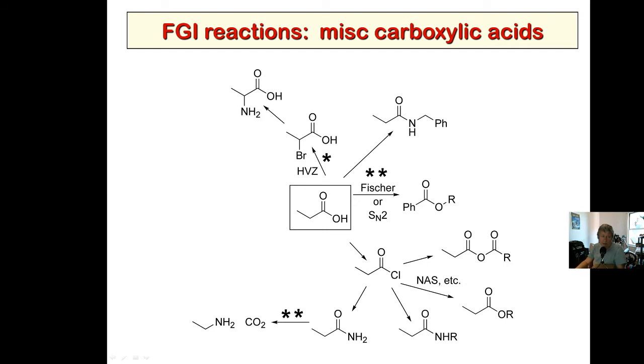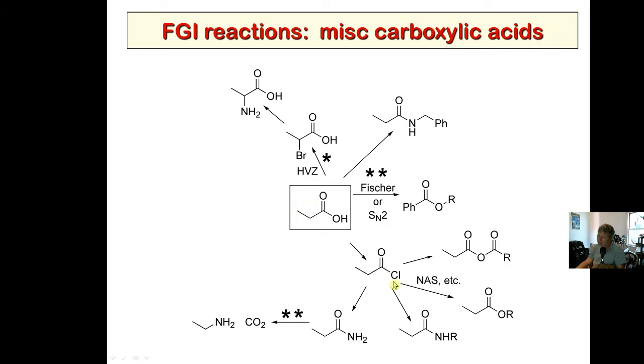And what else do we got? Fischer esterification, a totally easy reaction with a nice little mechanism. We can also do SN2 synthesis of esters, where base takes a proton, makes an O-, and then that attacks an alkyl halide, right? As long as it's a good SN2 substrate, which means it's usually primary or secondary.